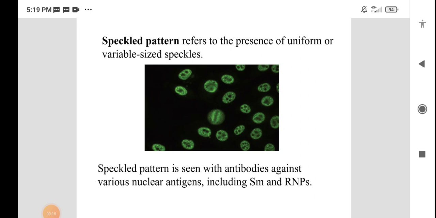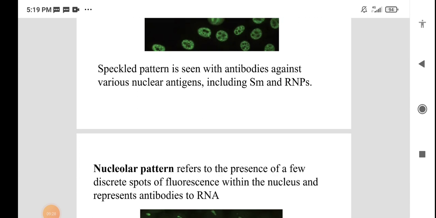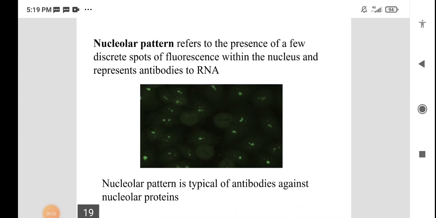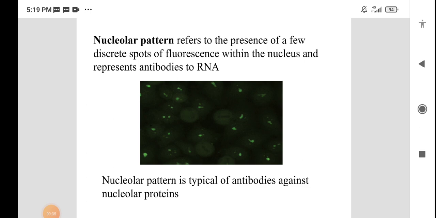Speckled pattern refers to the presence of uniform or variable-sized speckles. Speckled pattern is seen with antibodies against various nuclear antigens including Sm and RNPs. Nucleolar pattern refers to the presence of a few discrete spots of fluorescence within the nucleus and represents antibodies to RNA. Nucleolar pattern is typical of antibodies against nucleolar proteins.